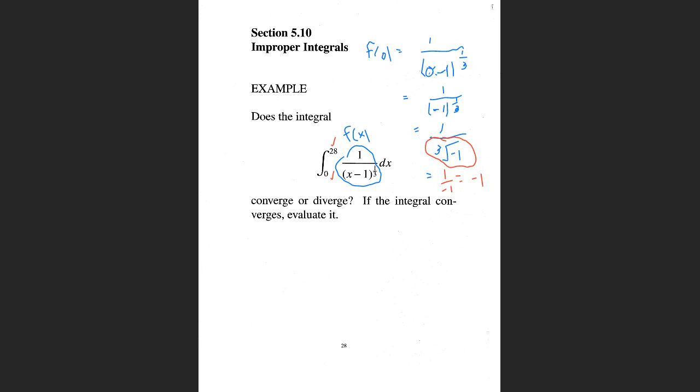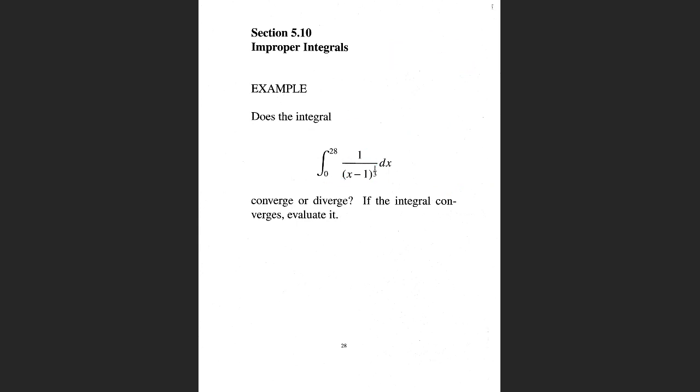When x equals what? I'm sorry, Lepine? When x equals 1. Very good, very good. That's exactly right. This denominator cannot equal zero, so x equals 1 is not in the domain of the function, and x equals 1 is between 0 and 28. Very good, Lepine. That's the problem. So that's what makes this an improper integral.